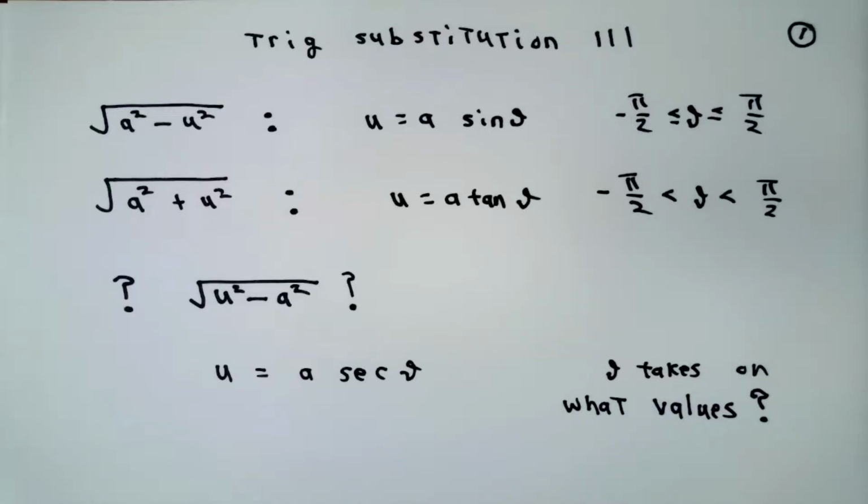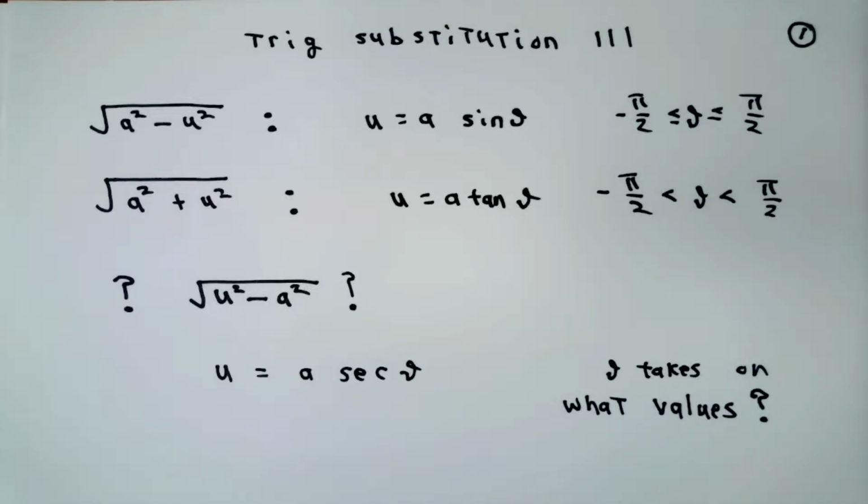The second involves the square root of a squared plus u squared. The substitution is u equals a tangent of theta, where now theta is strictly between negative pi over 2 and pi over 2. The radical works out to be a times secant theta.